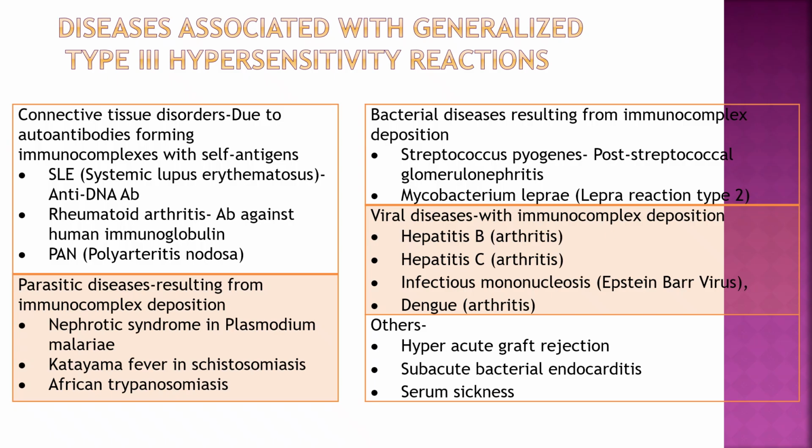Bacterial diseases: Streptococcus pyogenes, post-streptococcal glomerulonephritis; Mycobacterium leprae, lepra reaction type 2. Viral diseases: hepatitis B, arthritis; hepatitis C, arthritis; infectious mononucleosis, Epstein-Barr virus; dengue, arthritis. Others: hyperacute graft rejection, subacute bacterial endocarditis, serum sickness.